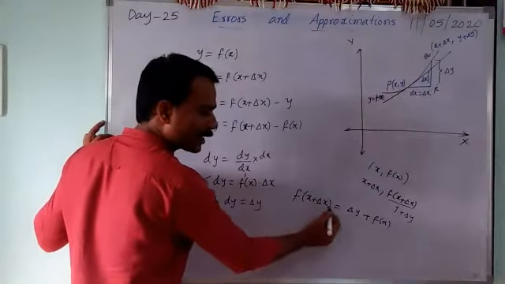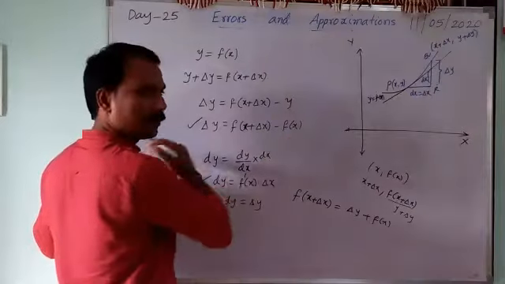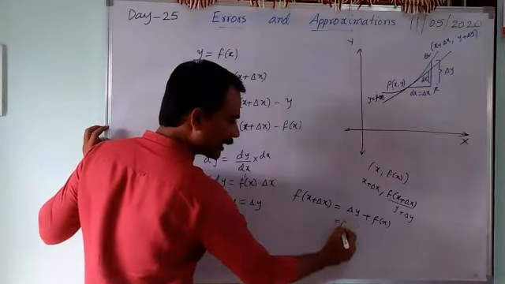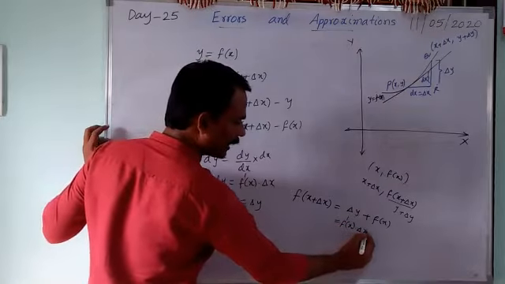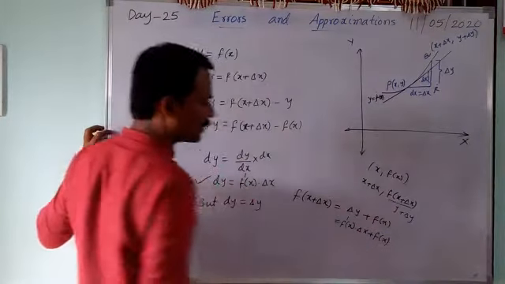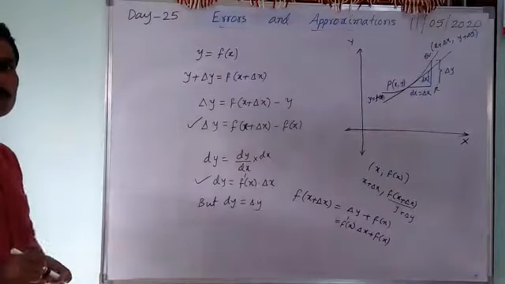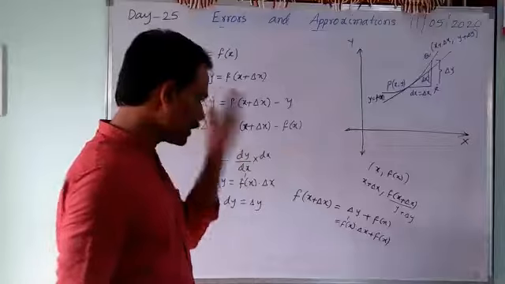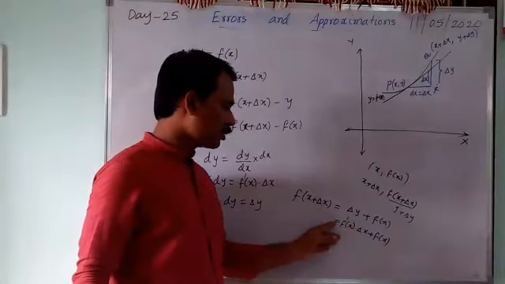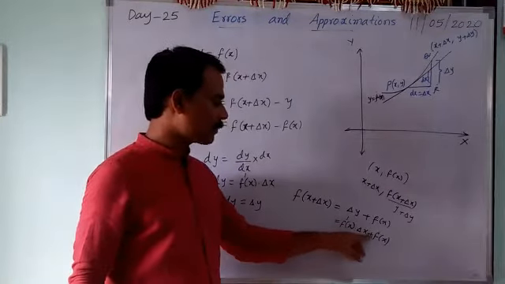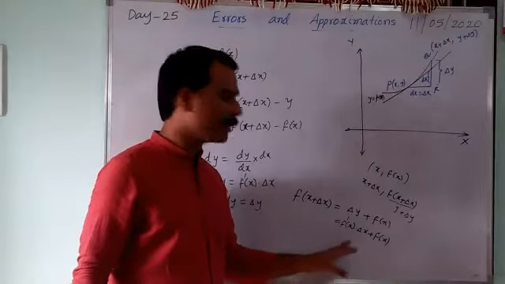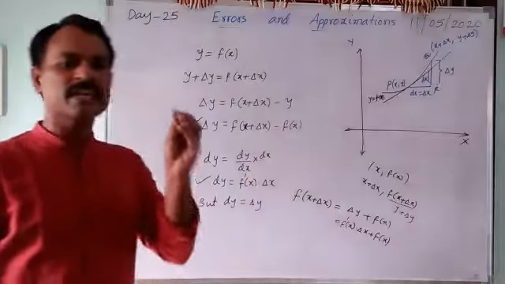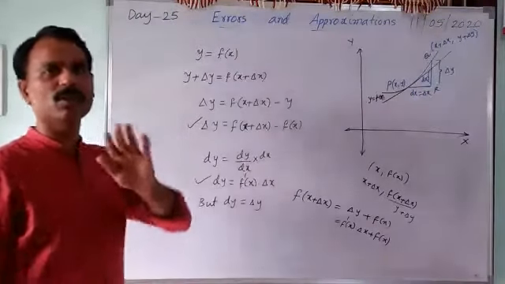f(x + Δx) = Δy + f(x). So what is the Δy, guys? I have written f'(x)·Δx + f(x). This is our final conclusion to any approximate value problem. What we are going to solve is f(x + Δx) = f'(x)·Δx + f(x), which is our formula. By using this, we are going to find differentials, errors and approximation.